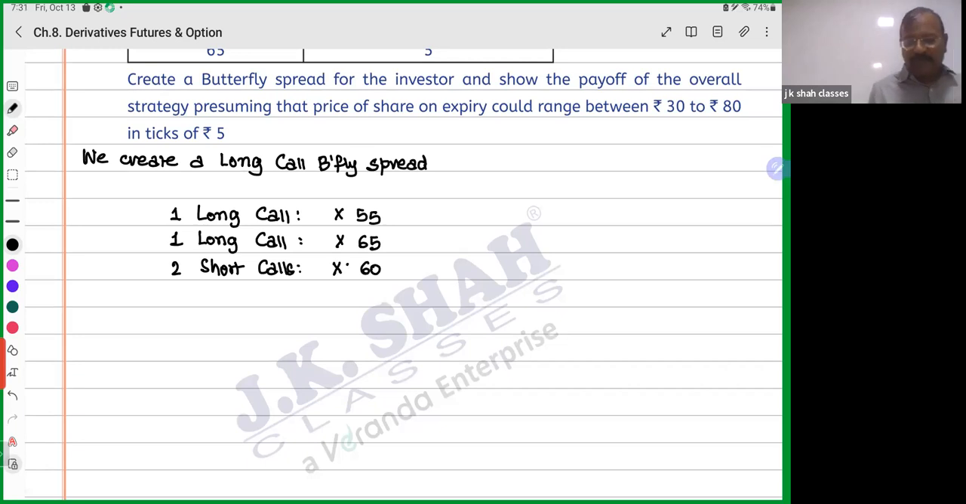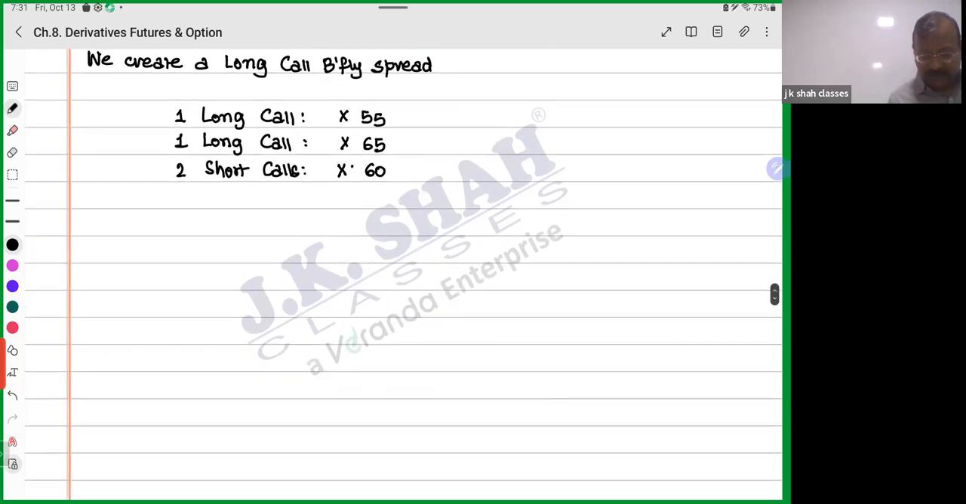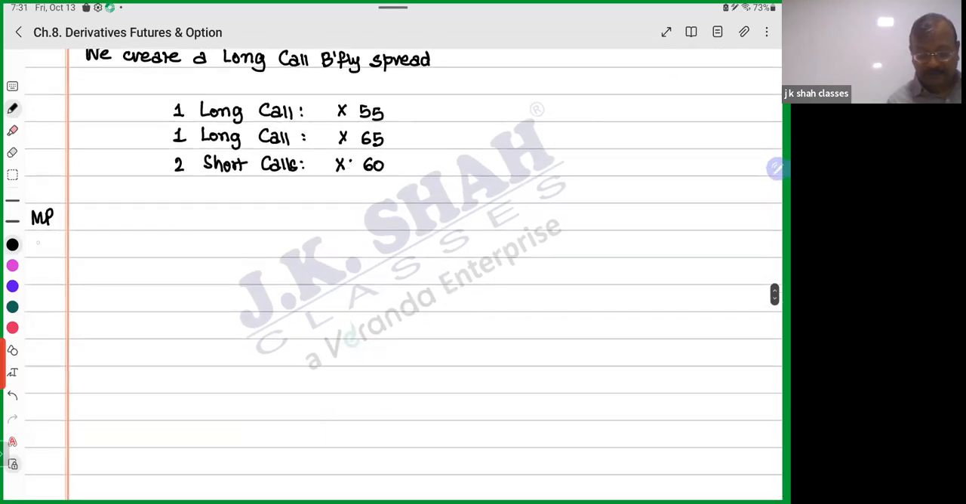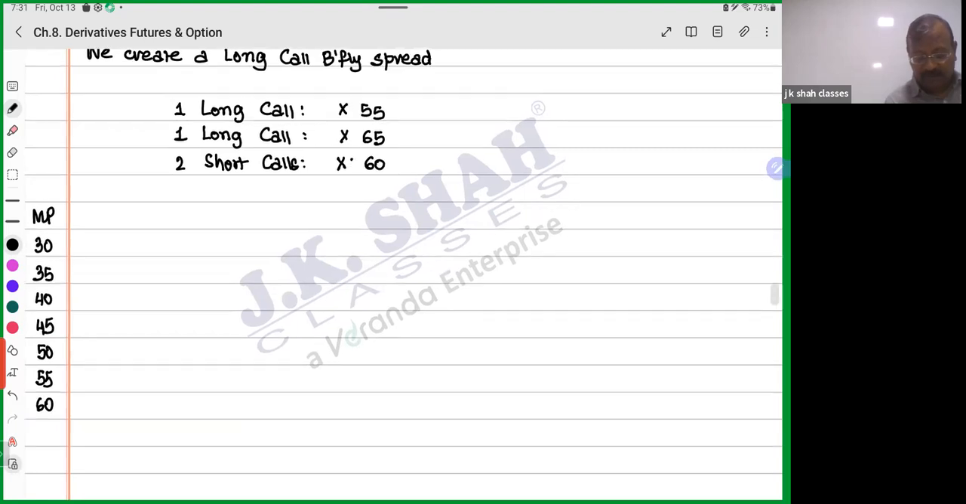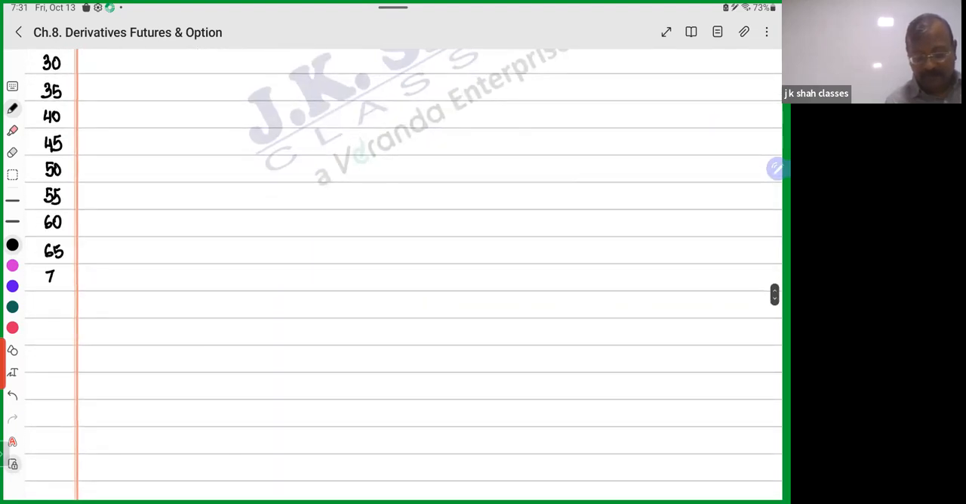Now, can you do something? Can you make the payoff table for these positions and prepare the net payoff? पहले आप लोग ट्राई करो, फिर मैं बनाता हूं. For these ranges, market price is 30 to 80: 30, 35, 40, 45, 50, 55, 60, 65, 70, 75, 80.